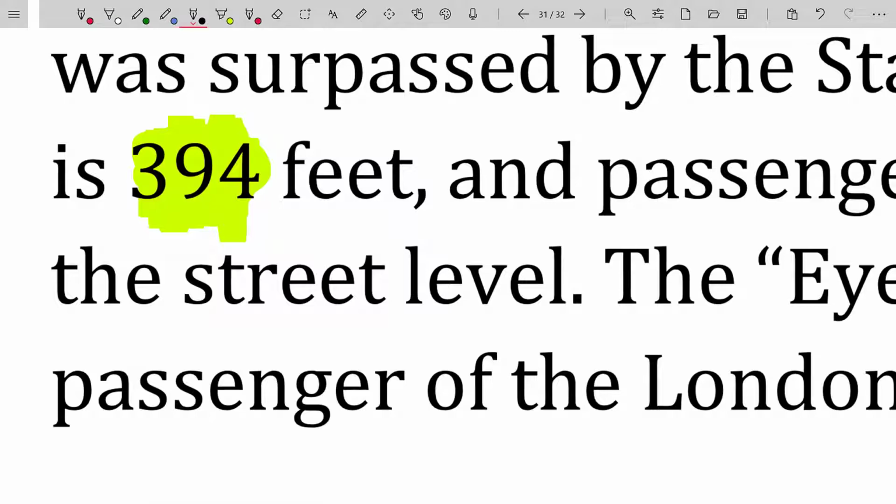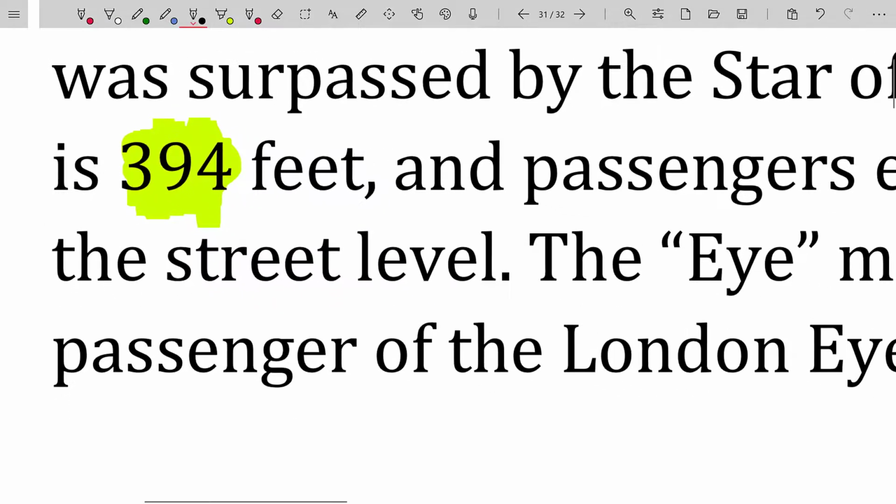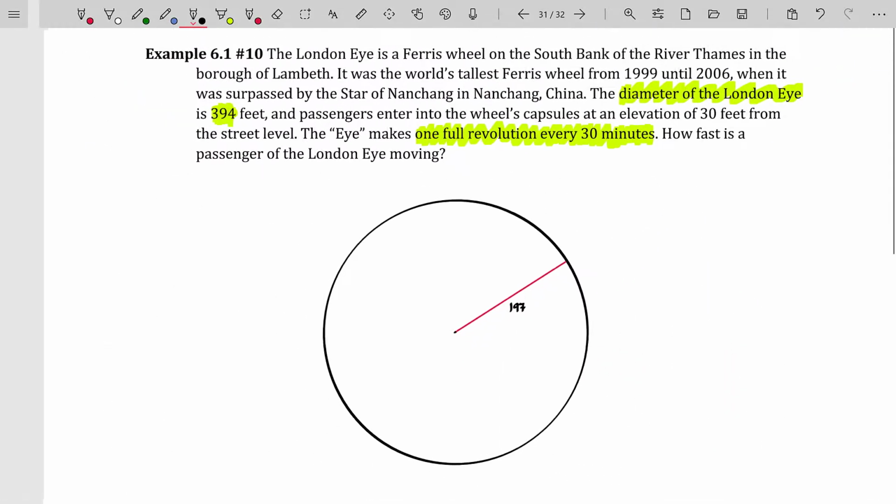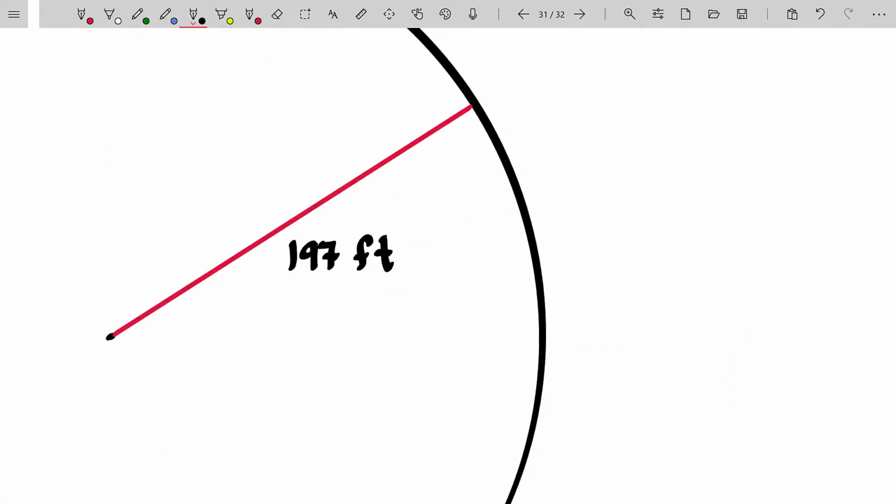So what is that? 200 minus, let's see, 3. So 197. And remember, the units that we're dealing in here is our feet. So I just fill that in.